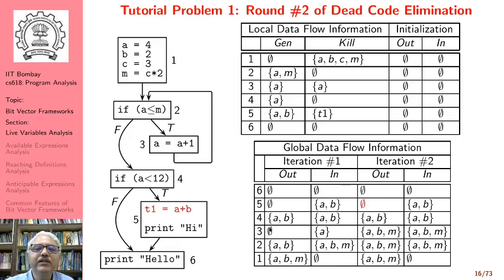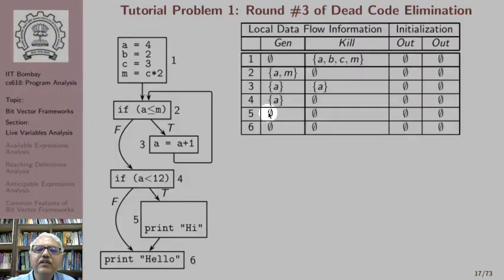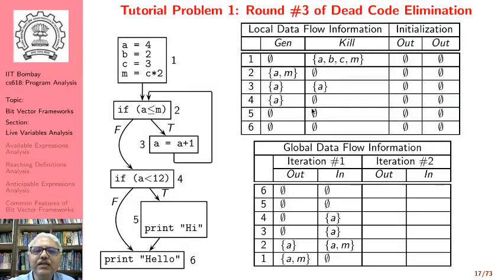Now we observe here that the out of 5 still is empty set, and we have an assignment to T1 which is redundant. So we can perform another round of dead code elimination, and now we have this new graph. Now we can perform round 3 of live variables analysis on this. Now we observe that within node 5 we neither have gen nor kill, both the sets are empty, and then we perform live variables analysis on this.